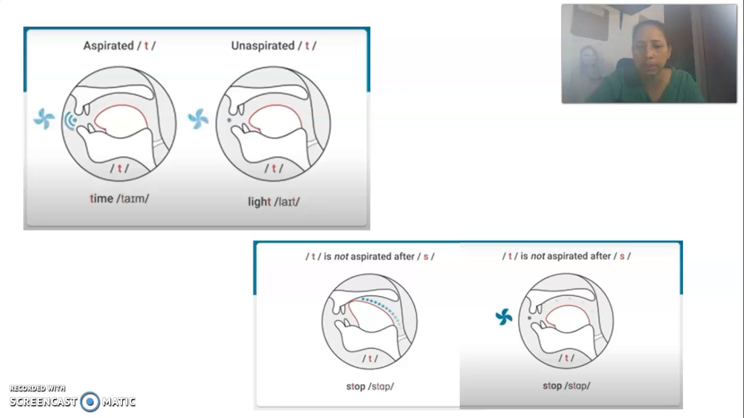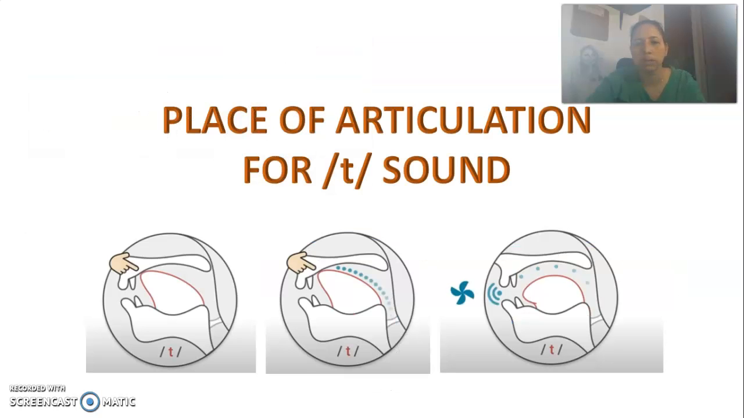This happens with the T after an S sound, like for example, stop. If you look at the picture, you can see how your tongue touches the alveolar ridge. Then the air is coming out, and then you can see how with a puff of air you can make the sound.